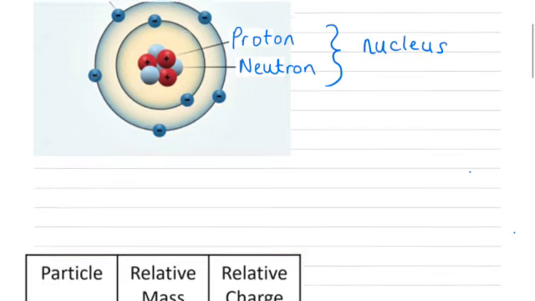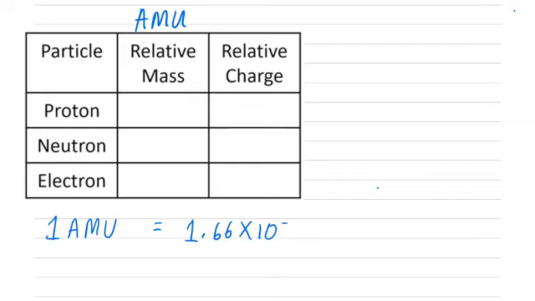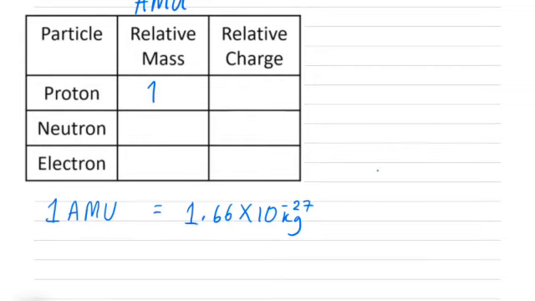Now, in terms of these subatomic particles, protons, neutrons, and electrons, there are two key physical properties that we need to remember. So their relative mass and their relative charge. Relative mass is given in atomic mass units. One atomic mass unit is equal to 1.66 times 10 to the power of minus 27 kilograms.